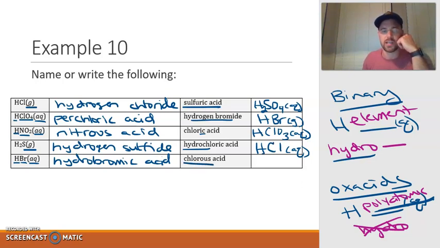Finally, chlorous acid. It's an acid, so it starts with hydrogen, and it's aqueous, but it has no hydro prefix. Let's replace ous with ite. So chlorite is the polyatomic ion here, which is ClO2. Chlorite is -1, hydrogen's +1, so it's good to be written just like that. That wraps up not only this section, but this topic. Great job, you guys. We'll see you in topic 6.